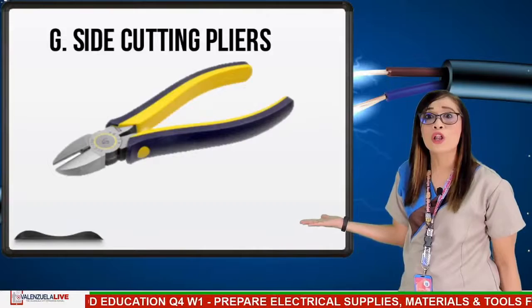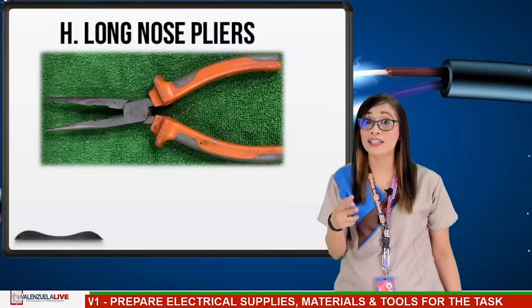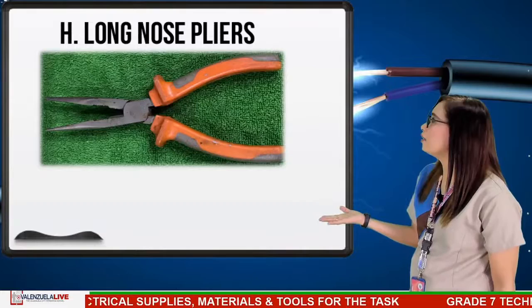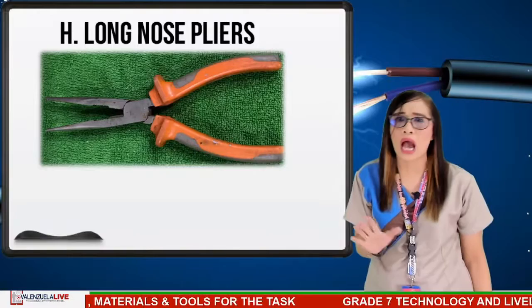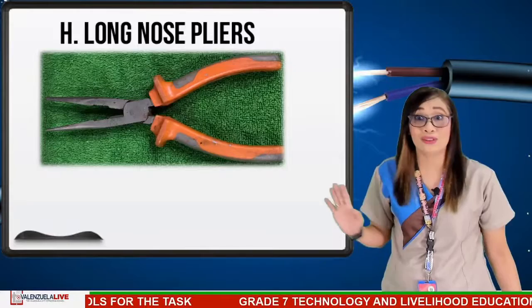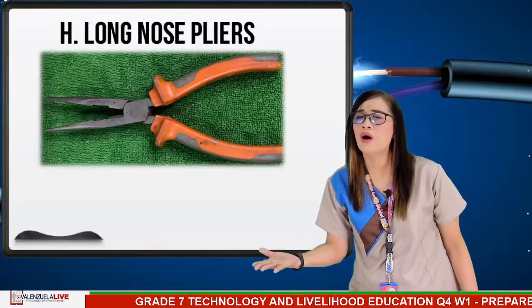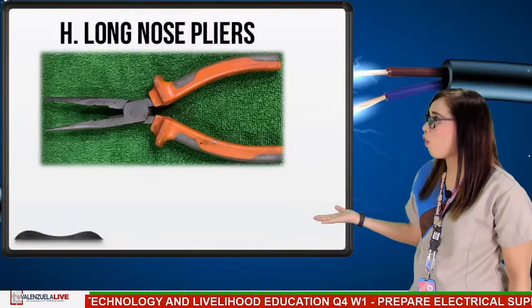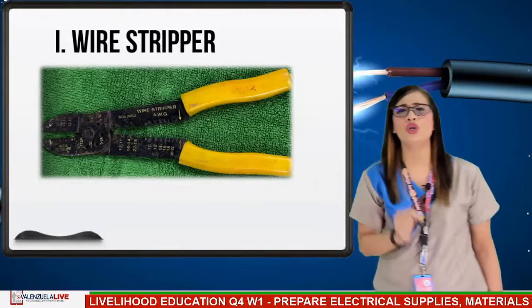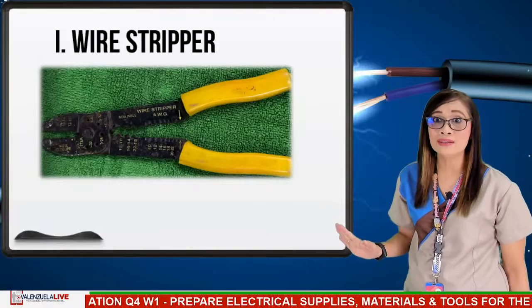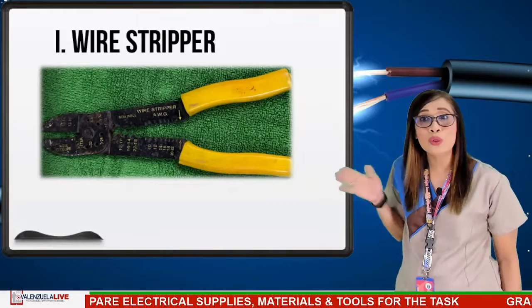Next, we have the long nose pliers. These are used for cutting and folding the fine wires. These pliers can go into tight crevices or small apertures that conventional pliers can't, and they are useful for constructing copper wire and terminal loops. Next, wire stripper. This is a tool used for removing insulation of medium-sized wires ranging from gauge number 10 to gauge 16.